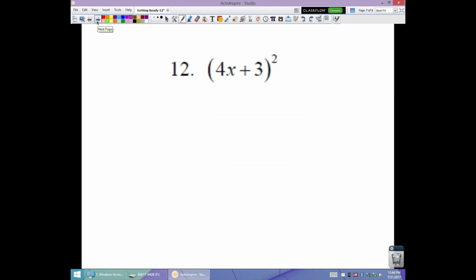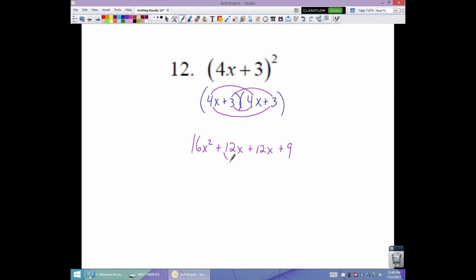And we have another one where we're just presented with a binomial squared, so we'll write that twice as 4x plus 3 times another 4x plus 3, and then FOIL it. So 4x times 4x, 16x squared. Outers, 12x. Inners, also 12x. And last, plus 9. Combine our like terms for a total final answer of 16x squared plus 24x plus 9.